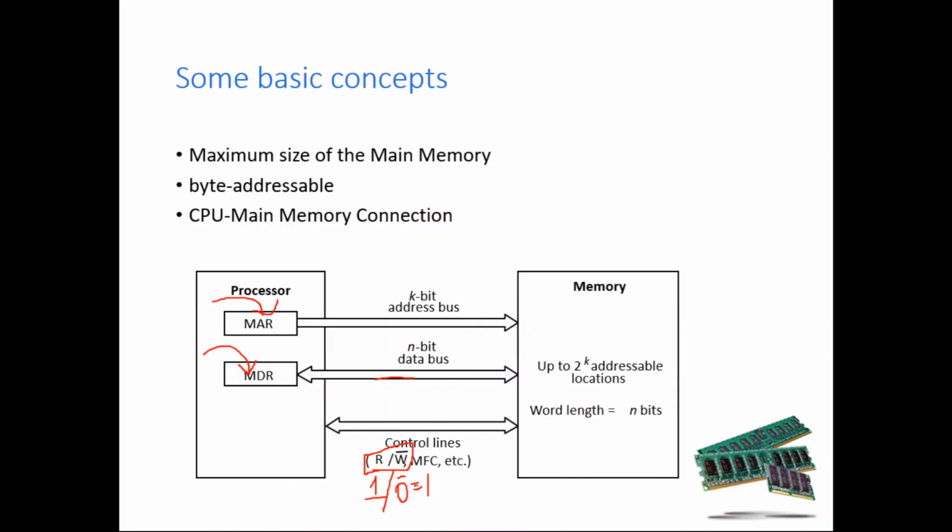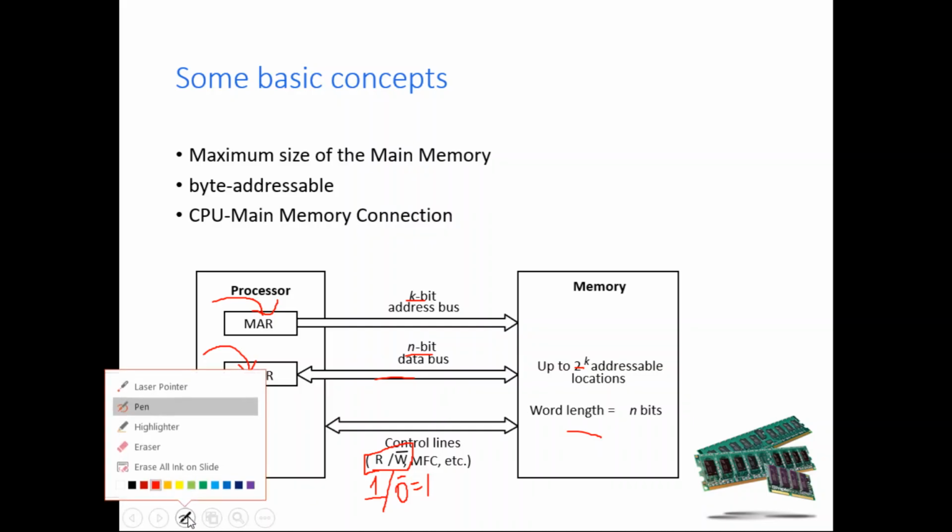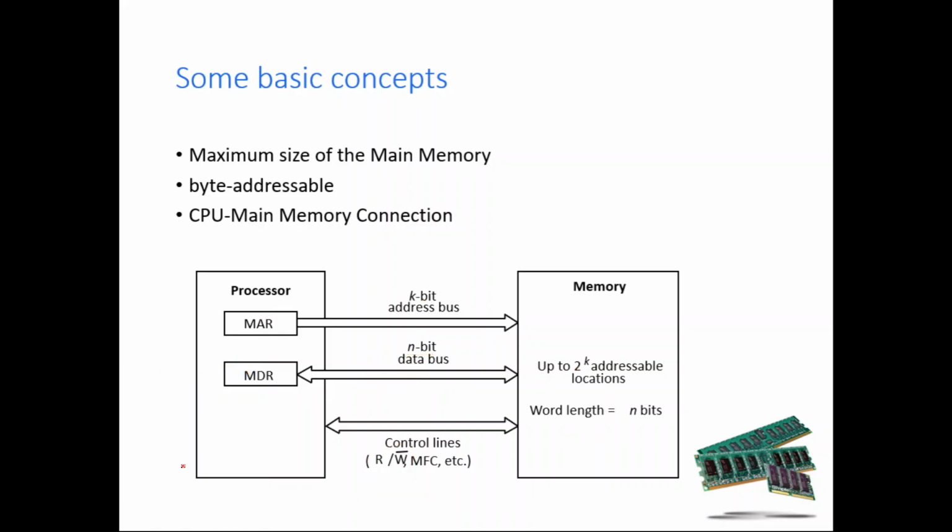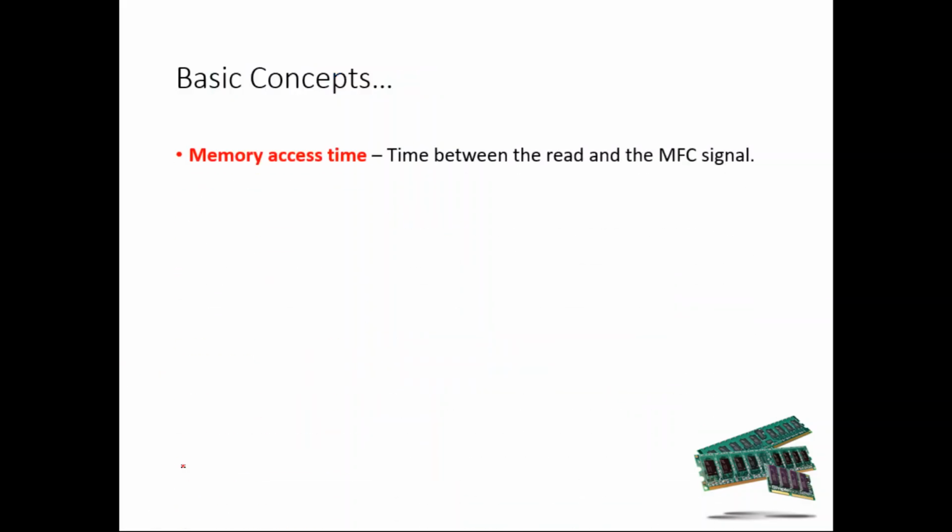So if the size of the address bus is k bits, then using that you can address 2 to the power k locations, right? If the size of the MDR is n bits, then it means that the word length of the computer is n bits. And these are the typical control signals: read, write, and MFC. Many more control signals can be added depending on the requirement.